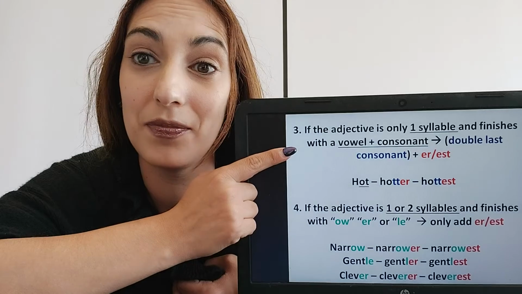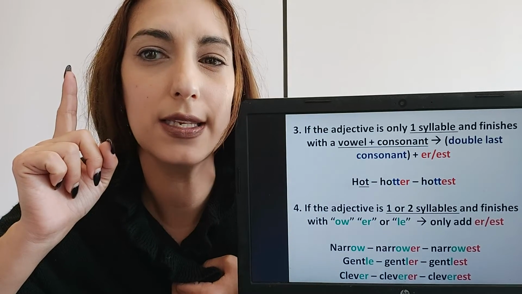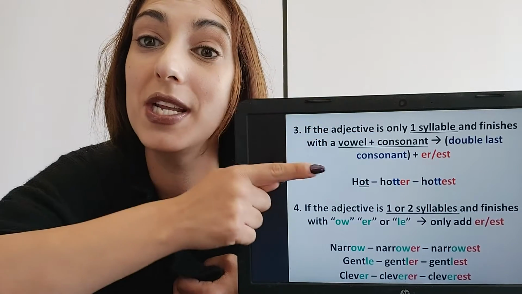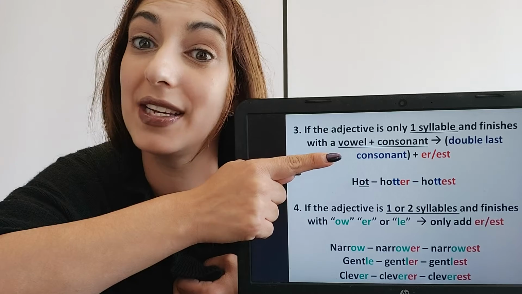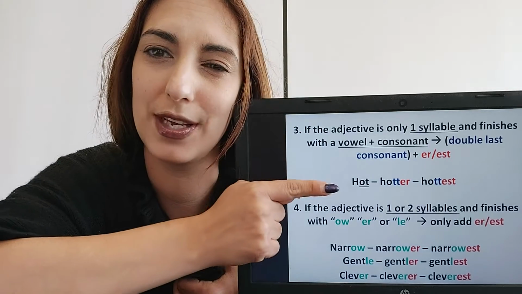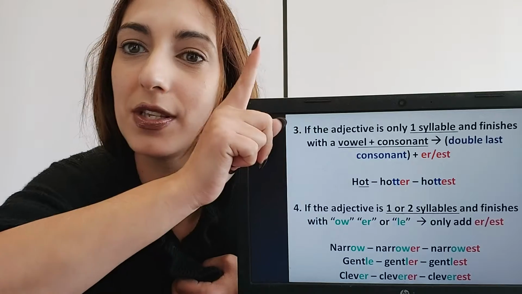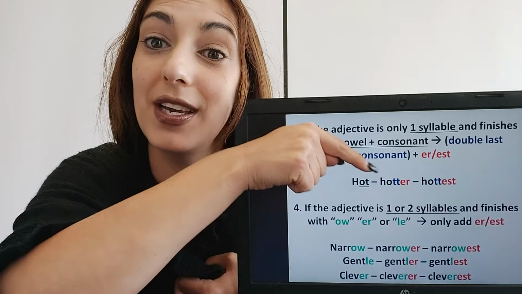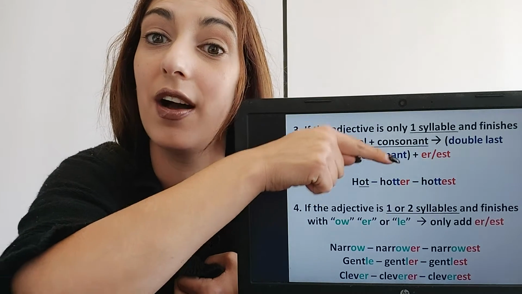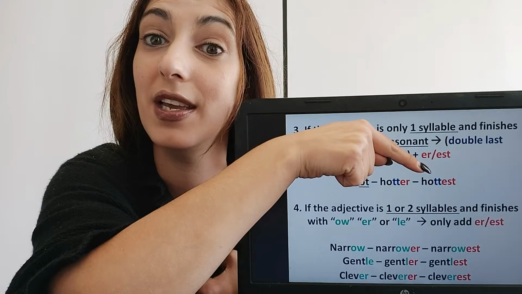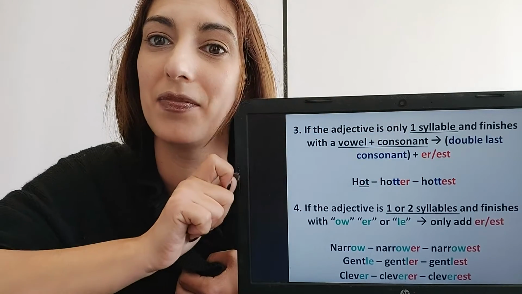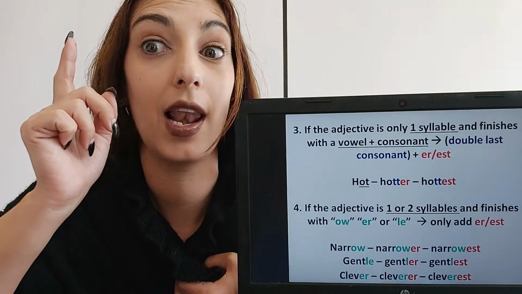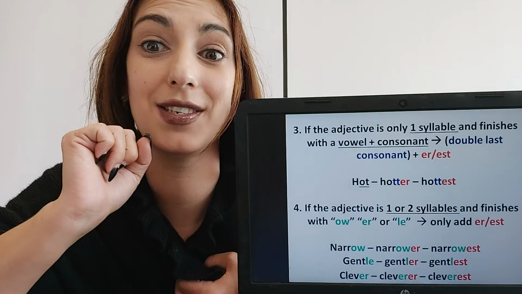Rule number 3. If we have only one syllable and it ends with a vowel and a consonant, we need to double the last consonant before we add ER and EST. And I'll show you this example personally. Hot is one syllable. You only hear one vowel, so it's one syllable. So I double the T at the end, you see. I double the T, and then I add ER. Same thing with EST. I double the T, and I add EST. So if it ends with a vowel and a consonant and it's only one syllable, you know you have to double that last consonant before you add ER and EST.